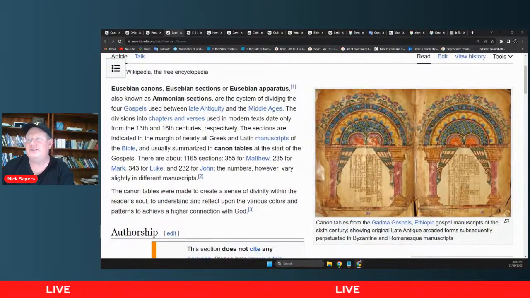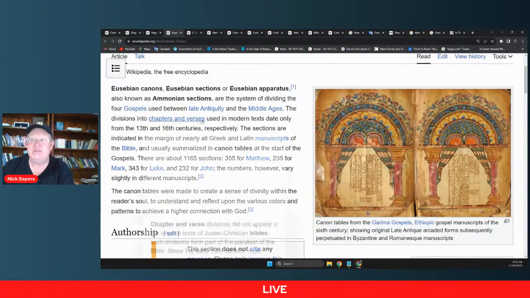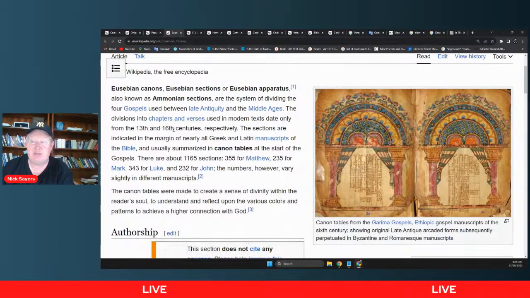So they are the writing system of dividing the four Gospels used between late antiquity and the early Middle Ages. The divisions into chapters and verses used in modern text date only from the 13th and 16th centuries, respectively. The sections are indicated in the margin of nearly all Greek and Latin manuscripts of the Bible and usually summarized in canon tables at the start of the Gospels. There are about 1,165 sections, 355 for Matthew, 235 for Mark, 343 for Luke, and 232 for John. The numbers, however, vary slightly in different manuscripts.